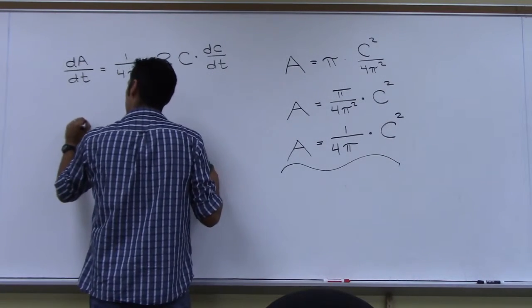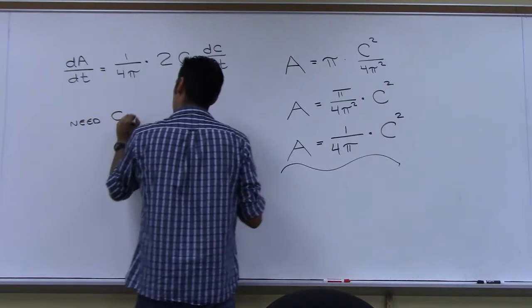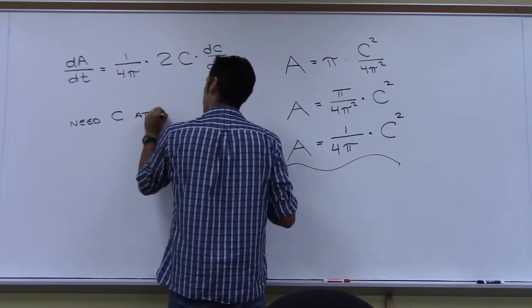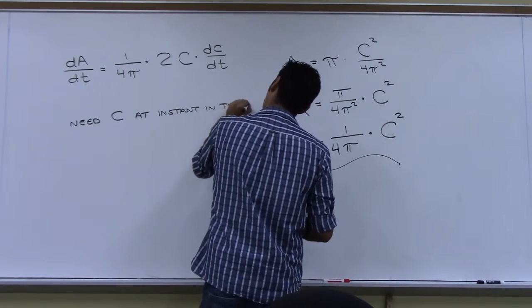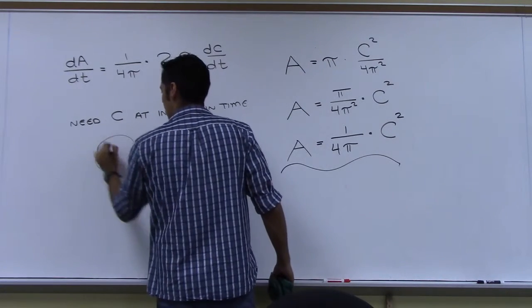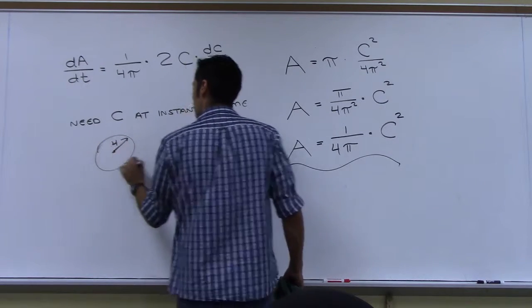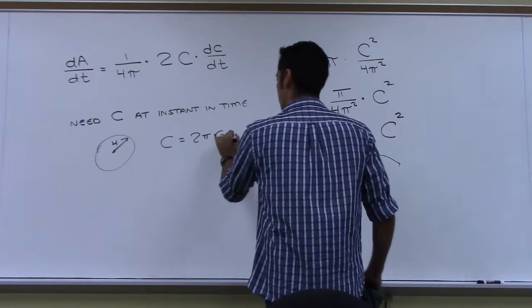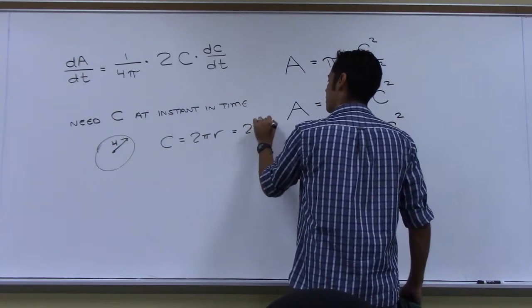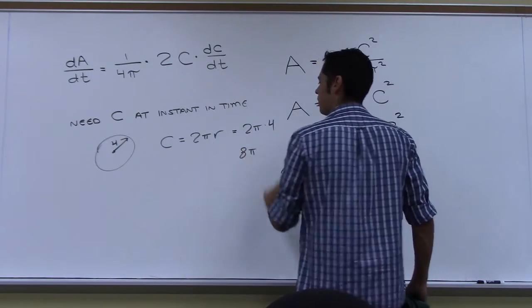But I need C at the instant in time. So at the instant in time, my radius was 4. Circumference is 2 pi r, which for us would be 2 pi times 4, which would be 8 pi, wouldn't it?